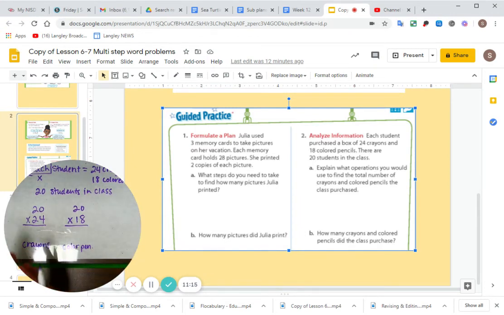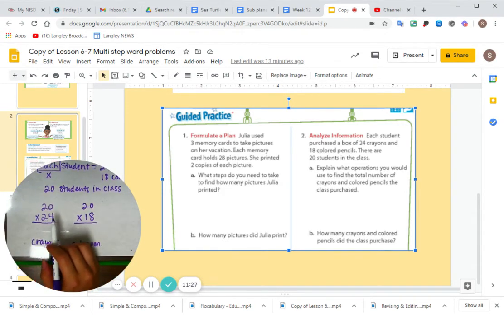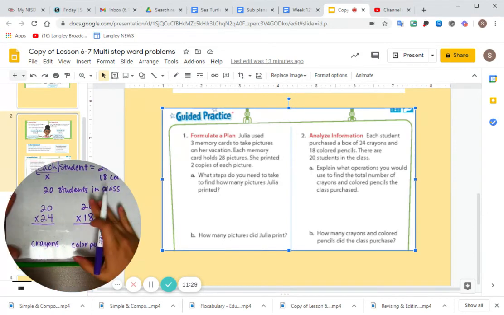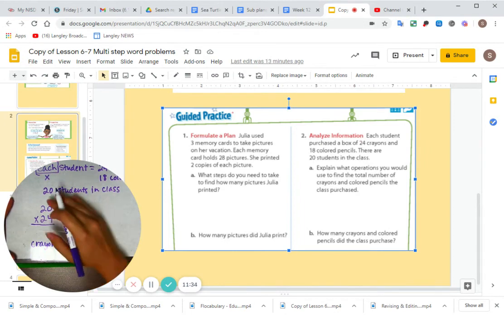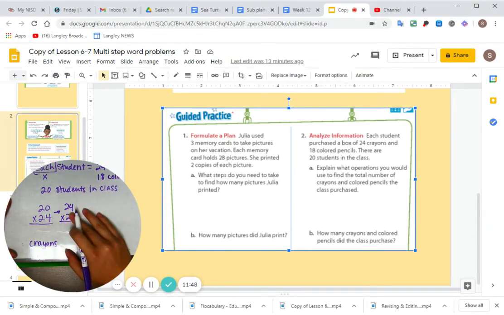Okay, because they want to know the total number of crayons and the total number of colored pencils that the class purchased. So let's figure this out. Let's multiply these and see what we get. I'm going to need to rewrite them, so I need to give myself a little bit of space. I have 20 times 24, and when I have a 0 in there, I can do my little trick of covering up the zeros, but I want to rewrite it. I want the 24 on top, so I'm going to rewrite it this way, 24 times 20.